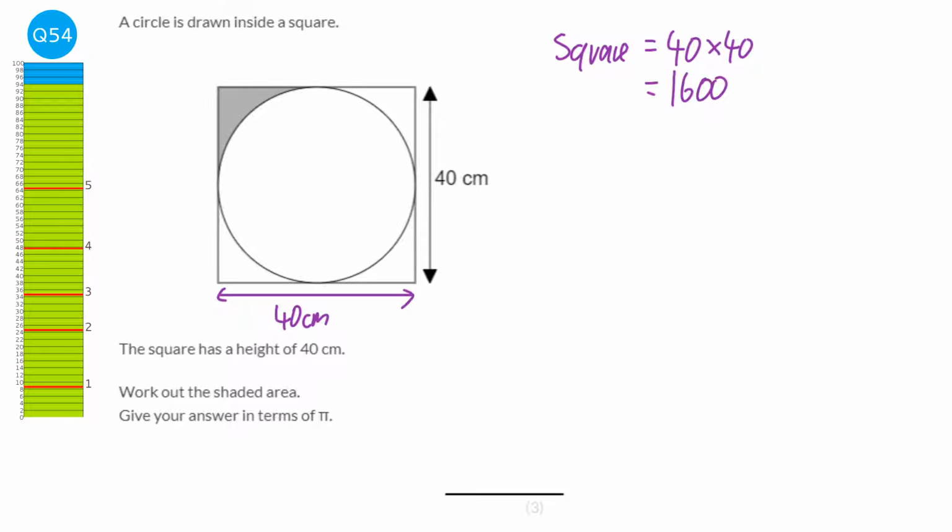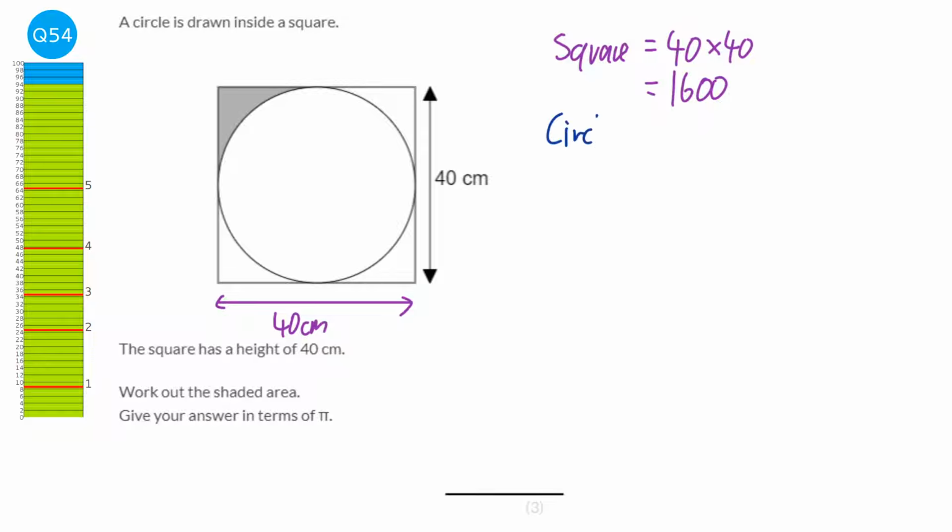The next thing we're going to do is work out the area of the circle, but to do that we need to work out what the diameter of the circle is. If you notice, the diameter of the circle is just 40 cm. It's the same as the width of the square, or height of the square. So if the diameter is 40, the radius would be 20.